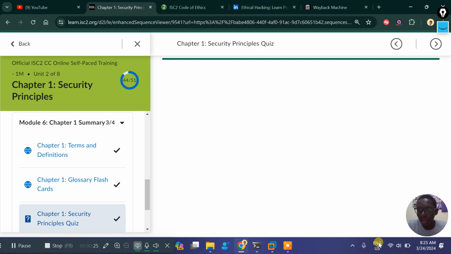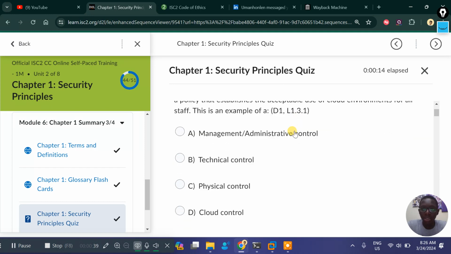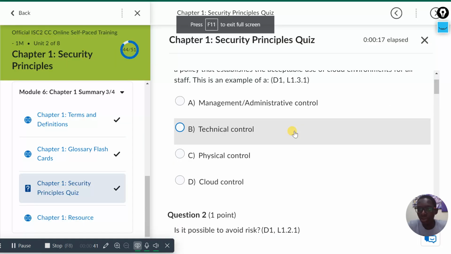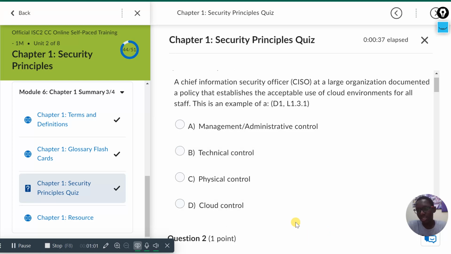Now, ISS questions are quite tricky at times, so you need to be able to understand them as properly as you can. And the first question here is, let me make this full screen so we can see it properly. A chief information security officer at a large organization documented a policy that establishes the acceptable use. It's basically an acceptable use policy. You might see it that way for all staff. This is an example of what? There's nothing like cloud control.